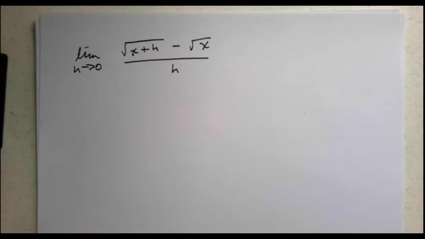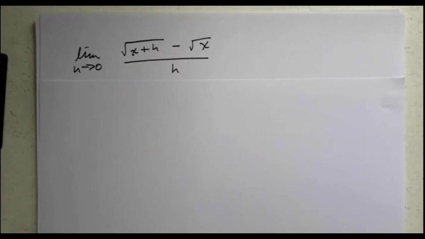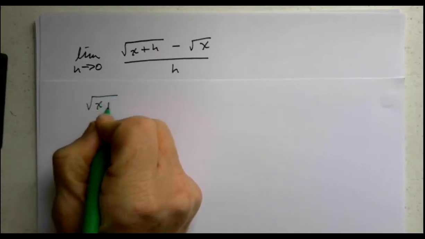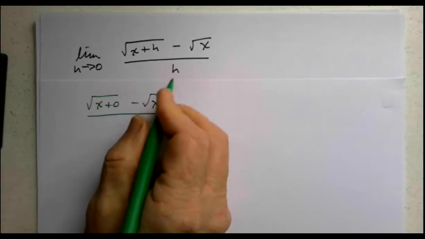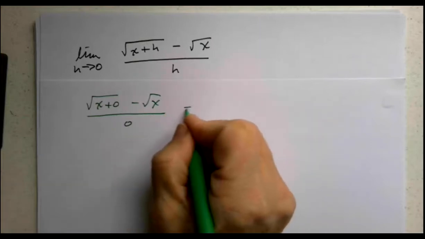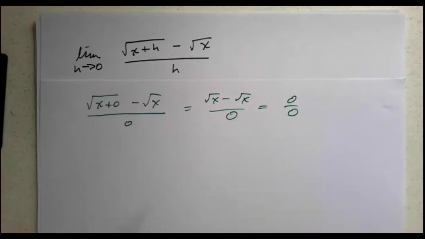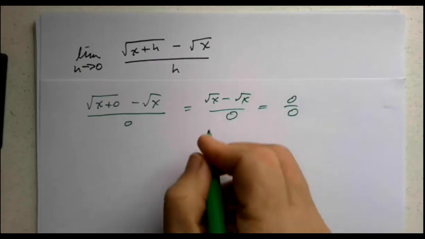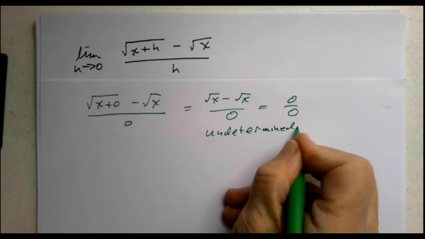So our usual rule is we're going to plug in zeros and see what we get. If I plug in 0 for h upstairs, I get square root of x plus 0 minus square root of x, because x is not changing, h is changing. h goes to 0 downstairs, 0 downstairs. So I get root x minus root x over 0. I get 0 over 0. That's the case that's interesting. So again, this is undetermined. So it may have a limit.